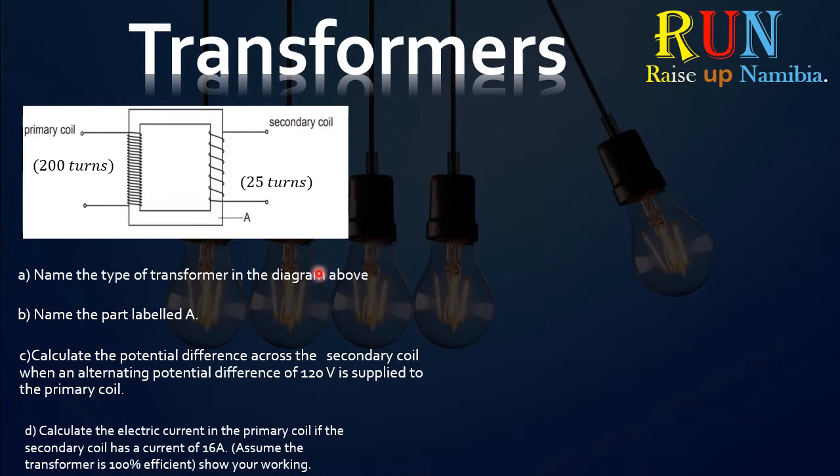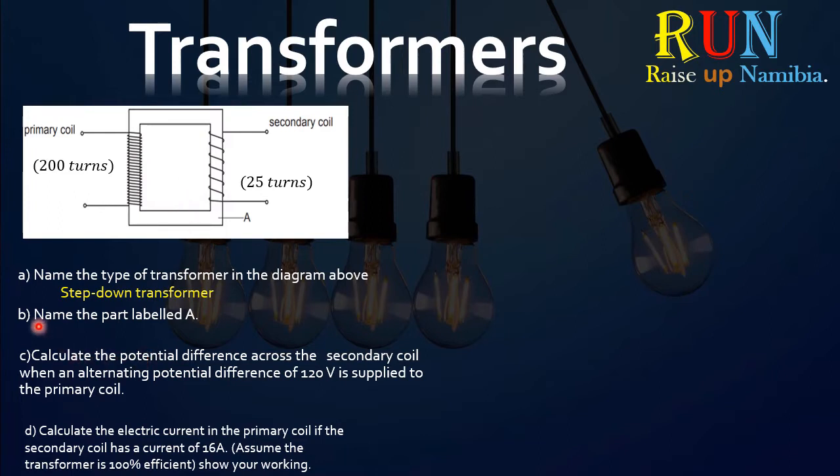Okay. So, the first question. Name the type of transformer in the diagram above. This is a step-down transformer. Why? Because the number of turns on the primary coil is more than the number of turns on the secondary coil. On the primary coil, we have 200 turns, but on the secondary, we only have 25. If we were having more on the secondary than on the primary, it would have been a step-up transformer. But in this case, this one is a step-down transformer.